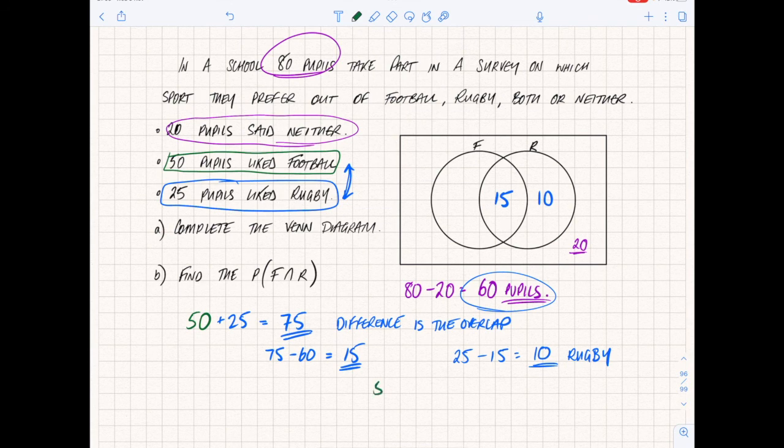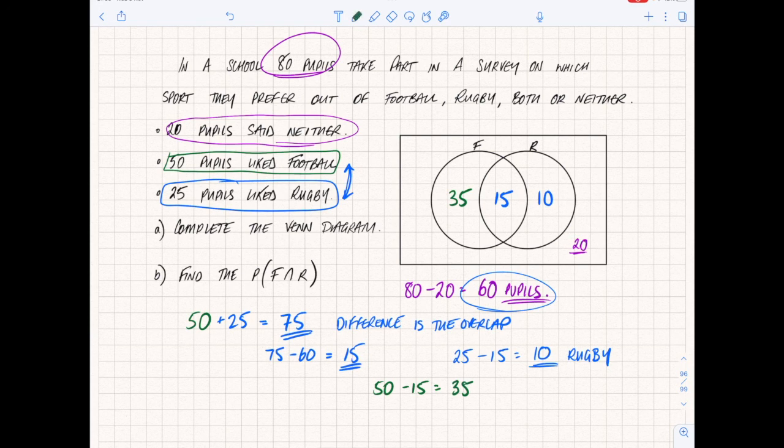We need to then do the same for football. I know that in total 50 students said they like football. I've just accounted for 15. So you're doing 50 minus 15, which gives you 35. And so therefore that part makes 35. Double check yourself. 35 plus 15 gives you 50. So 50 pupils like football. 15 plus 10 is 25. 25 like rugby. 20 people said neither, so they sit on the outside.